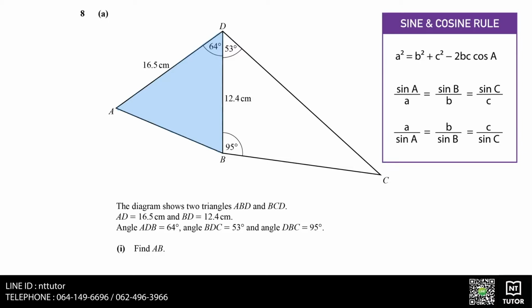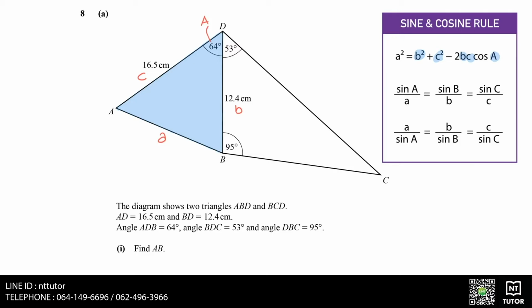If we make side AB equal to a, then the angle opposite it must be equal to angle A, and the other sides can be b and c. So we know the values of angle A, side b, and side c. This means that we have everything we need in order to find a using the cosine rule.